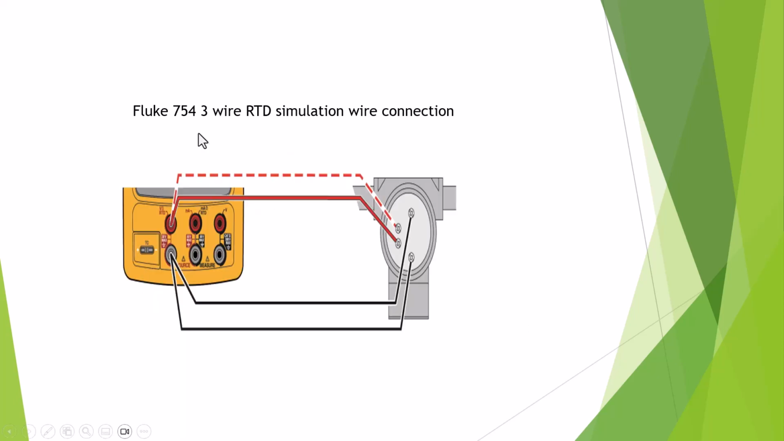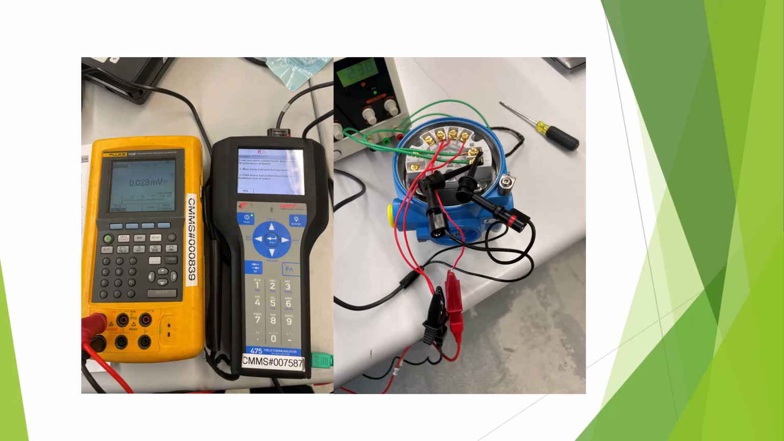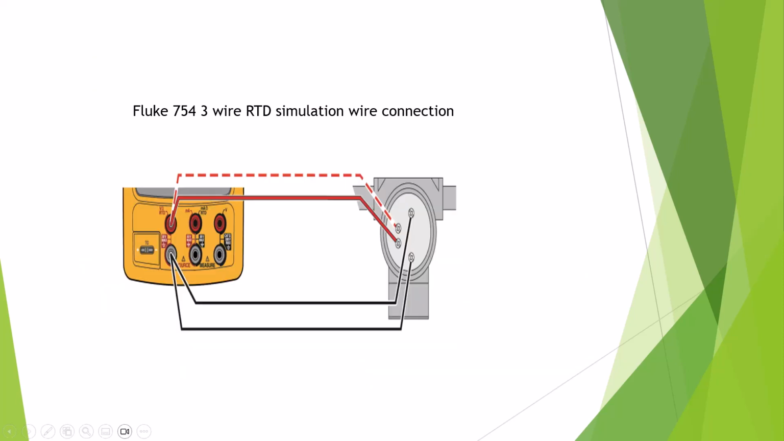This is the Fluke 743, where the RTD simulation wire connection is. 3-wire: this one wire comes here, and the 2 wires from here to here. The connection goes to the temperature transmitter. Here, for example, this temperature transmitter. The 743 connection: the positive comes here, connected to positive. The connection to the RTD here is negative, come here. Just follow this one. This one is 2-wire, connected from one port to the other port.